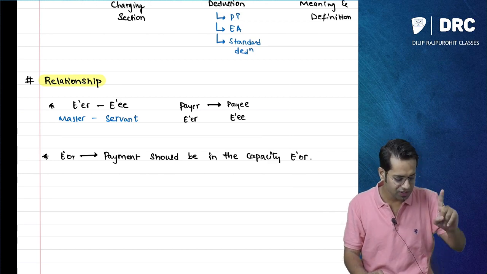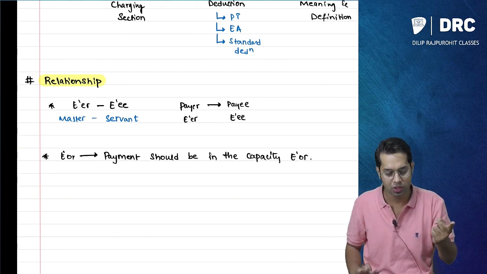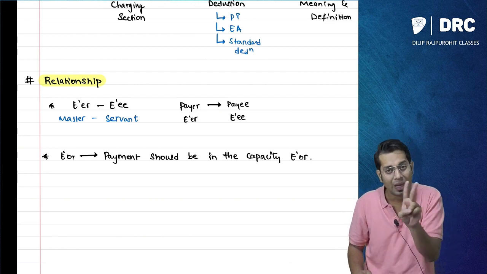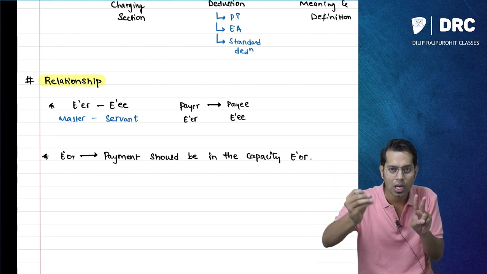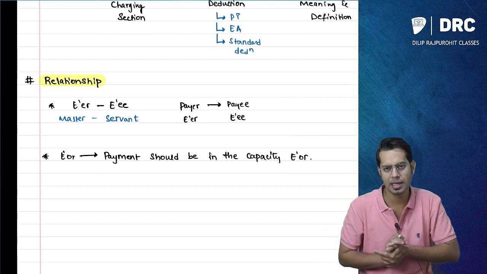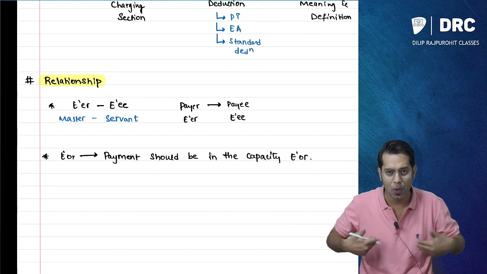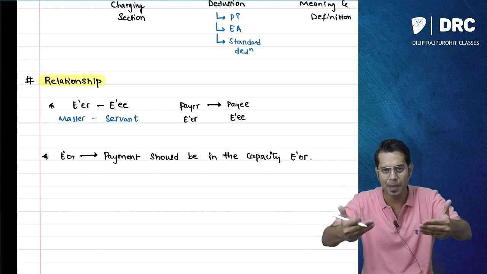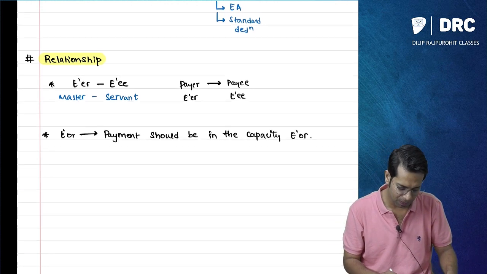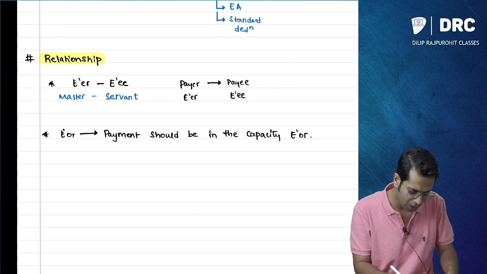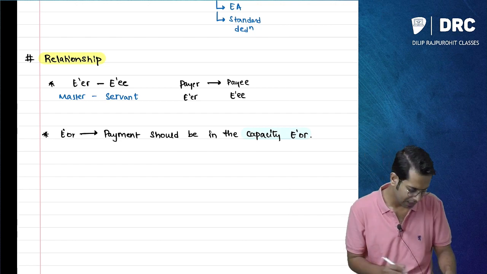Sir, first you told there should be a relationship, correct? Yes. What kind of relationship? Employer-employee relationship, correct, sir? Yes. Now the second point to keep in mind is that whatever payment is made by the employer to the employee, the payer to the payee, that payment should be made in the capacity of employer. Sir, can you please give an example? So what is the second point telling? It should be in the capacity of employer.